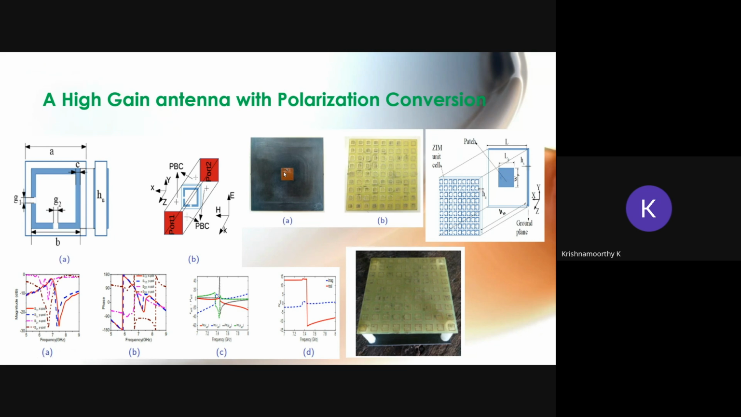To improve the antenna gain, conventionally we use an array of antennas, such as a rectangular array or linear array. There we have to use feed lines for the individual structures, and maintaining the feed lines and everything is going to be difficult.